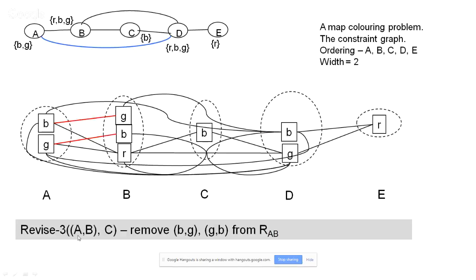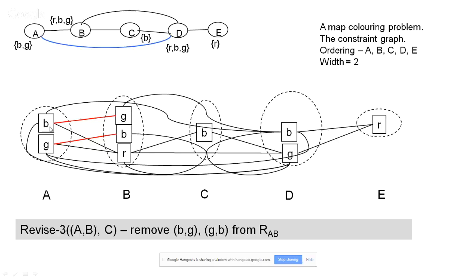And then you finally revise the edge AB with respect to C, and we end up removing these two edges, BG and GB. And you can see that the reason for that is that they have values B and G in D. They will conflict with that. You will not be able to make a triangle with that.